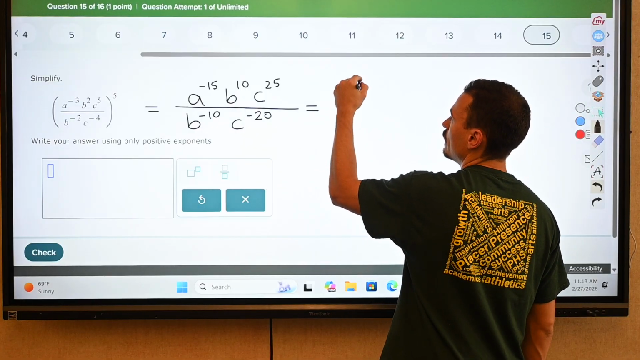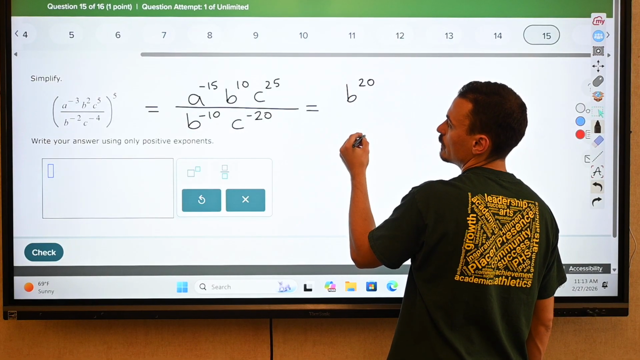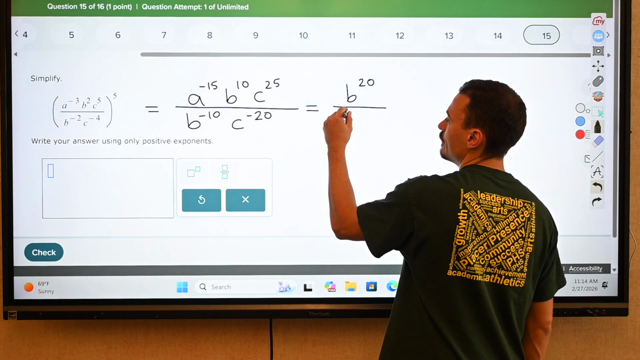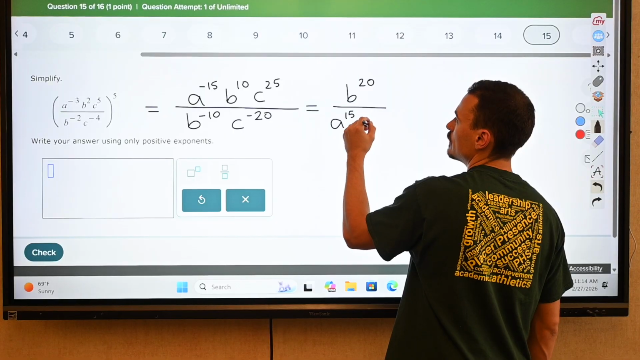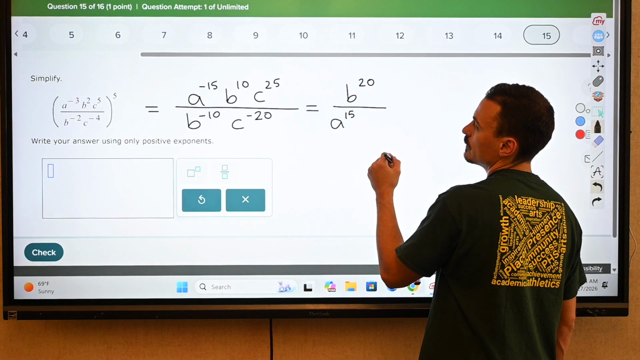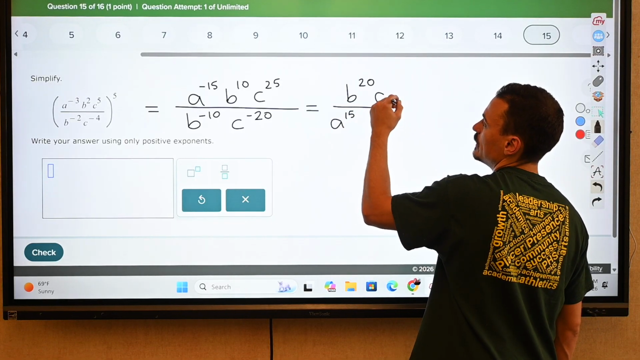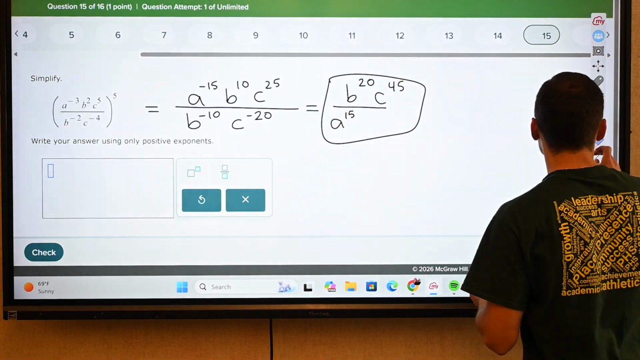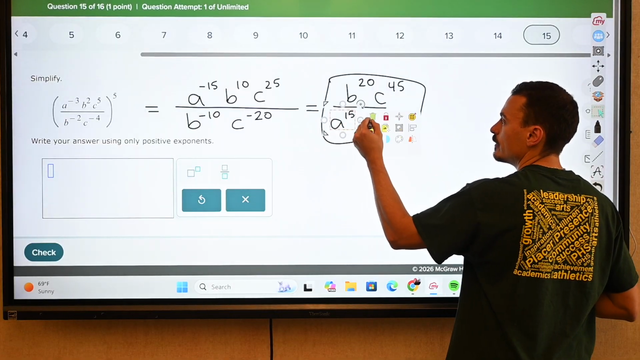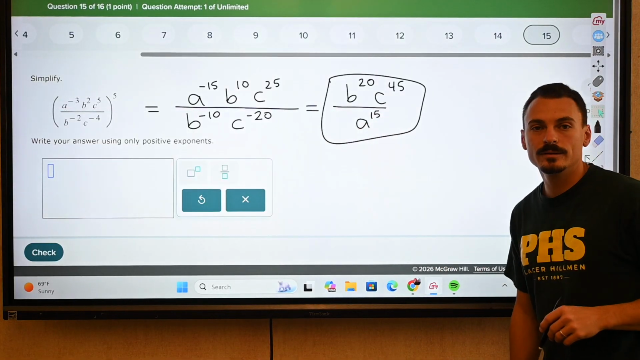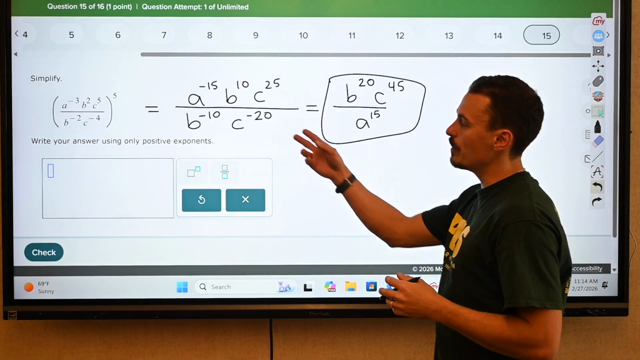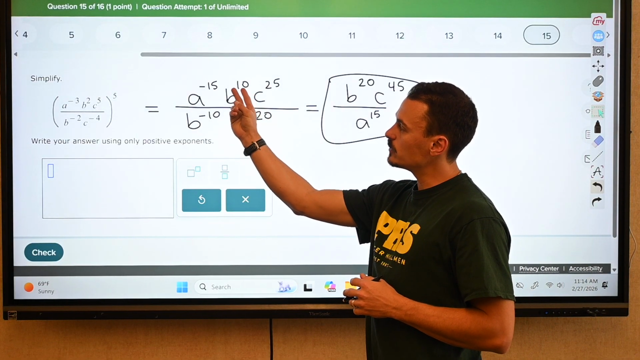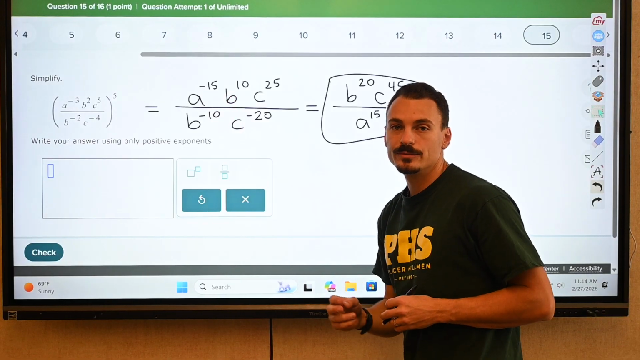All right, we get b to the 20 over a to the 15. And then the c's will be on top. c to the 45. Okay, a little wonky there, sorry. There we go. All right. What did I do? I made that negative to the top, that made 45. I made that negative to the top, that made 20. That negative went to the bottom all by itself.